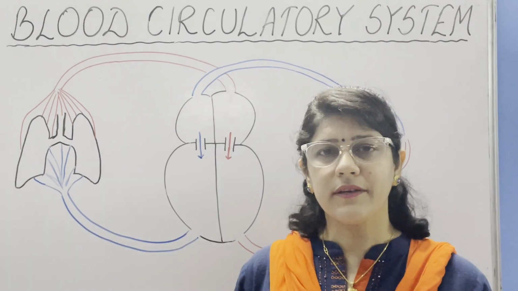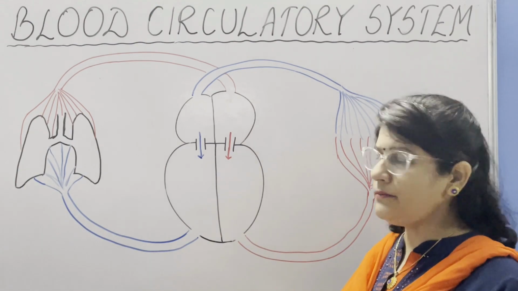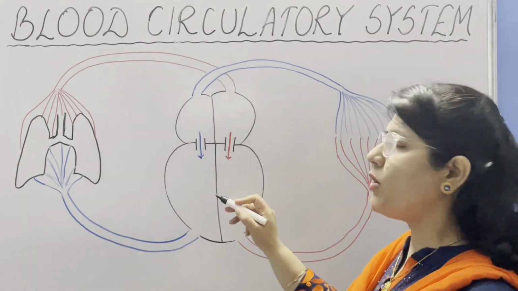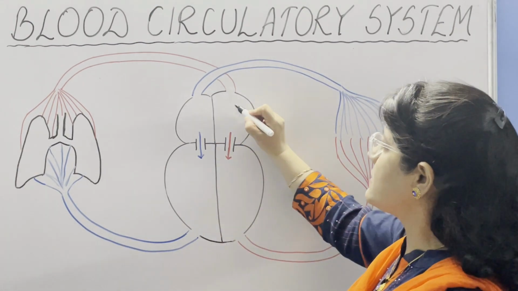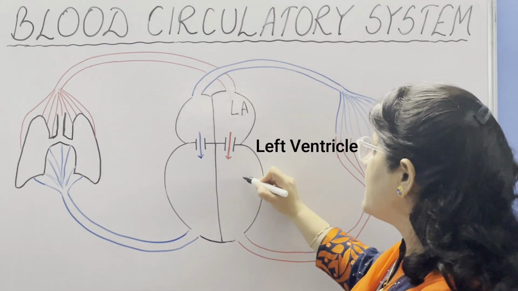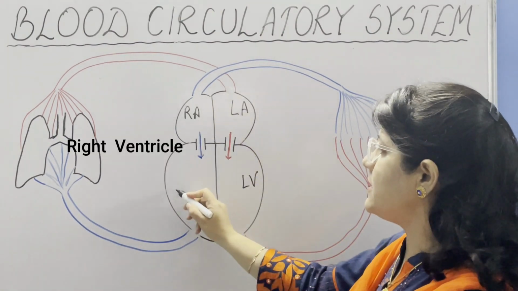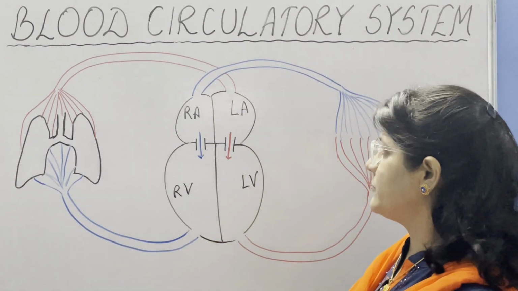Now let us try to understand the circulation of blood with the help of a simple line diagram. Our heart consists of 4 chambers. This is the left auricle, or you may say atria. This is the left ventricle, this is the right auricle and this is the right ventricle.